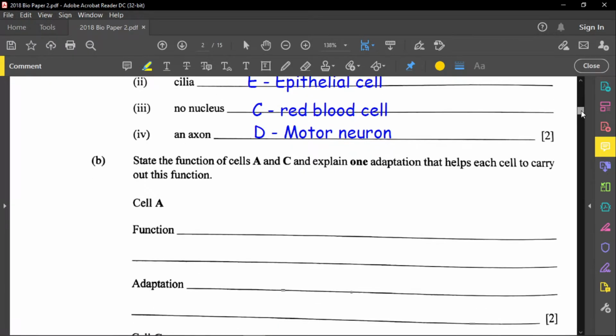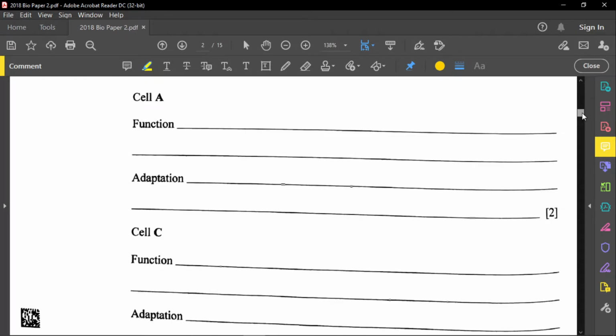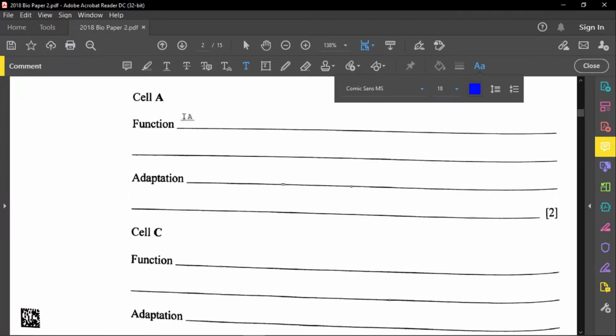All right, so again, for cell A, which is the sperm cell, the function of a sperm cell is to fertilize. So to fertilize the egg or the ovum. So fertilize the ovum. Let's put egg in brackets. All right, so therefore the function here is a reproductive function, right? So I must put reproductive right there. So it's for reproduction, all right?